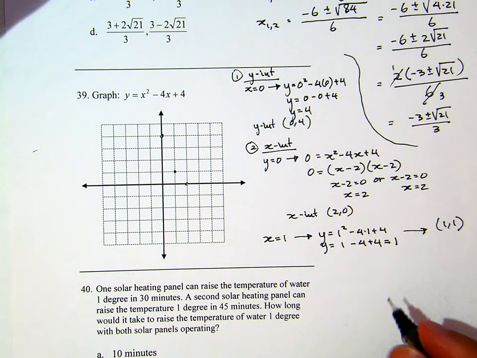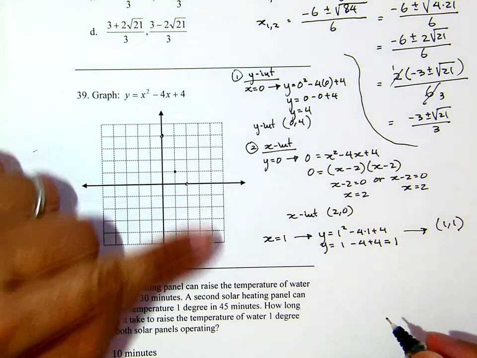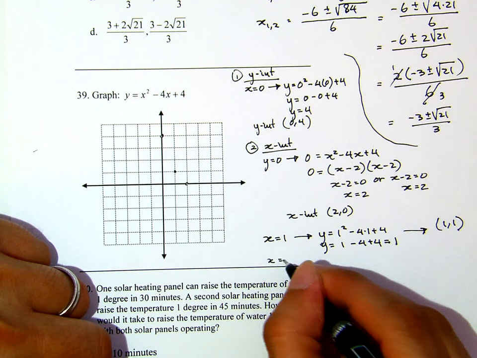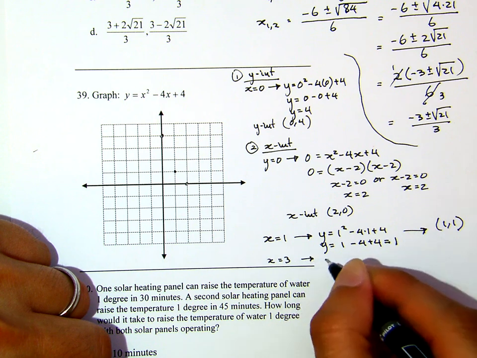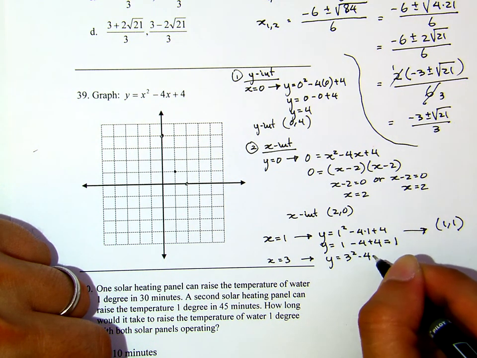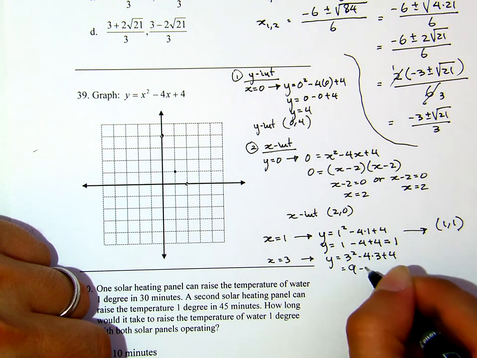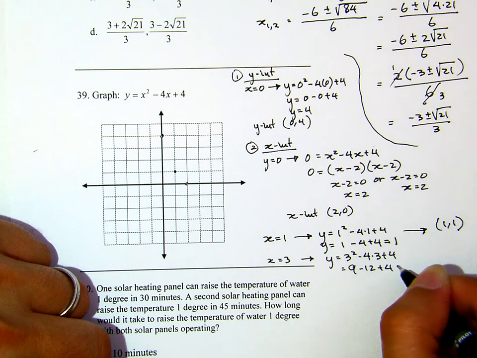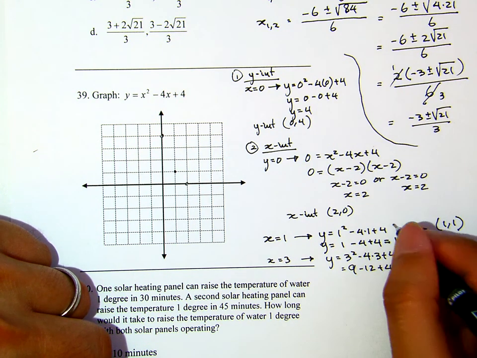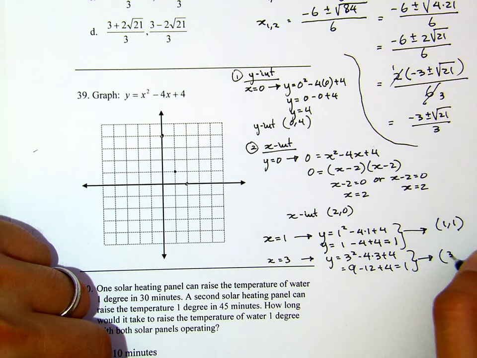And then let's see, let's try when x equals 3. And x equals 3, what would that be? y equals 3 squared minus 4 times 3 plus 4. That's 9 minus 12 plus 4. That's also 1, which implies the coordinate associated to that is (3, 1).